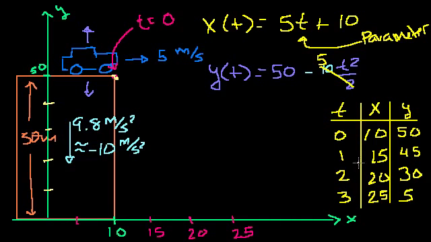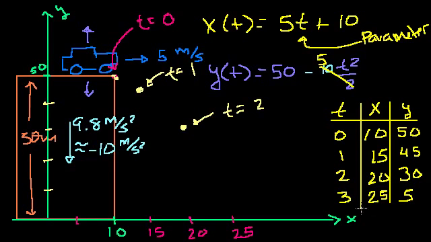At time t equals 1, we're at (15, 45). So x is 15, y is 45, which is right about there. So this is t equals 1. At time t equals 2, we're at the coordinate (20, 30). So 20 and 30, it's right about there. So this is at time t equals 2.